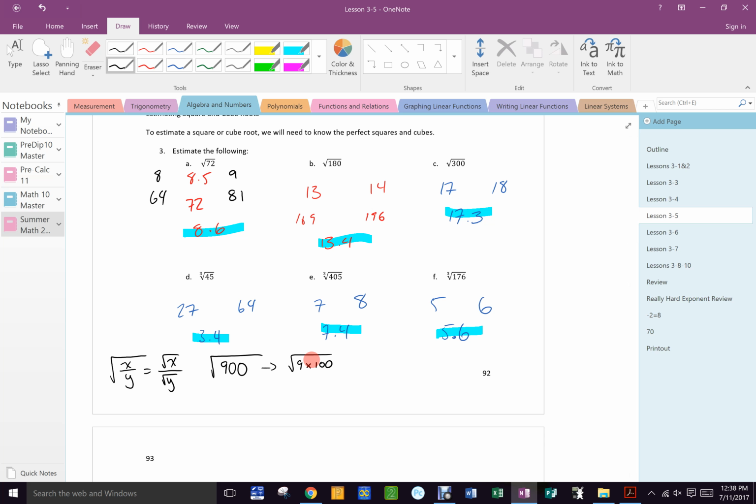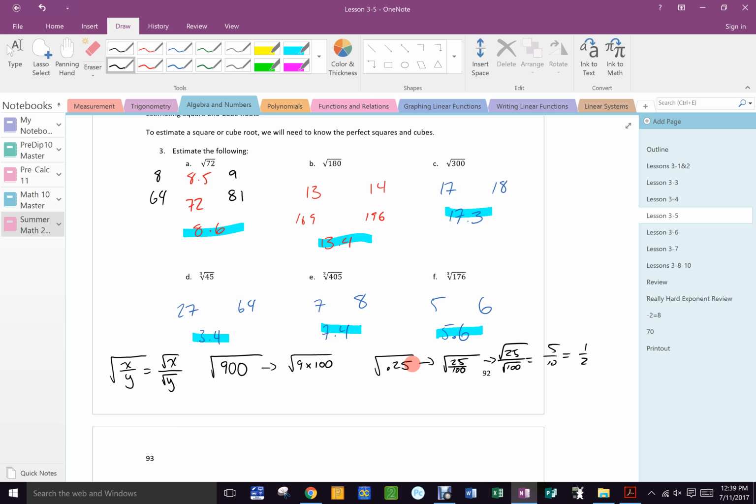Yeah? Okay. Next thing I want to ask you: can you tell me the square root of 0.25? 0.5, because this is really the square root of 25 over 100, yes? The square root of 25 over the square root of 100, which is 5 over 10, which is 1/2, which is 0.5. Is everybody cool with that?